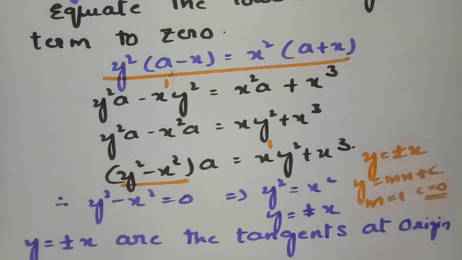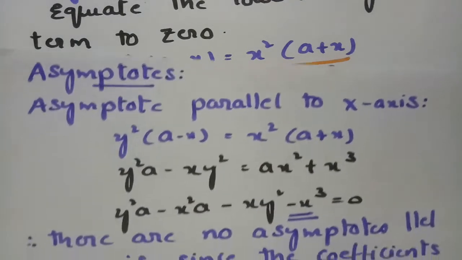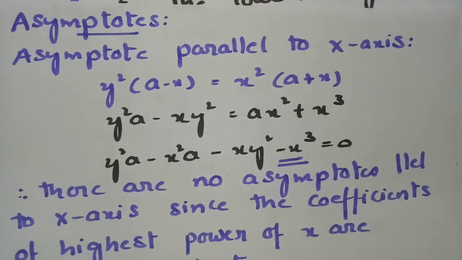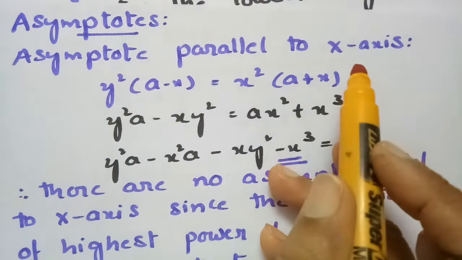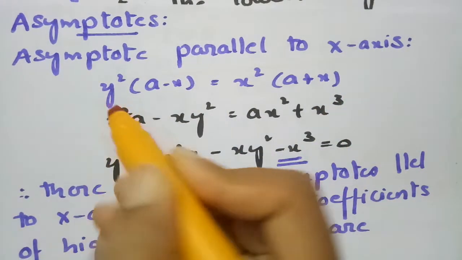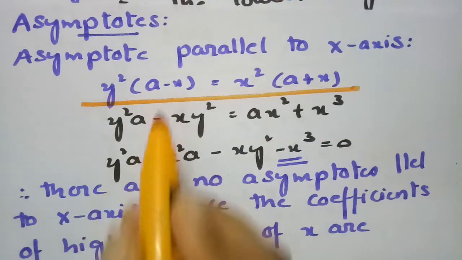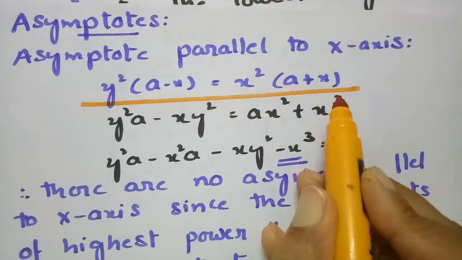The next step is to check the asymptotes. We have to check both the asymptotes parallel to the x-axis as well as the y-axis. First, the asymptote parallel to the x-axis. The equation of the curve is given as y²(a − x) = x²(a + x).